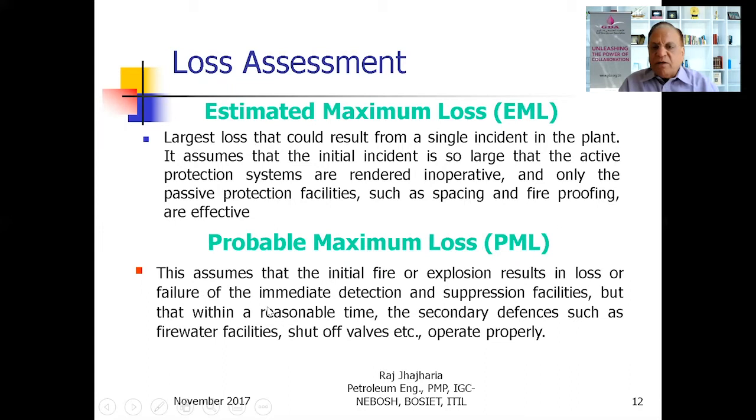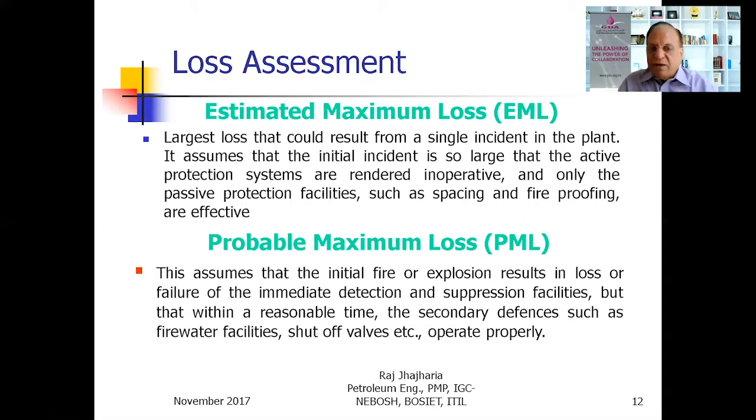The second type of loss is called probable maximum loss. Now this is less severe than estimated maximum loss. This may happen many times. Estimated maximum loss is the worst possible, which may happen only once, perhaps very rarely. But the probable maximum loss can happen anytime, and it may happen many times in the life of the plant. And it assumes that this loss results in the failure of immediate detection and suppression facilities. But within a reasonable time, the secondary defenses such as fire water facility, shut-off valves, etc., start operating properly. So the loss is limited. That's why it is called probable maximum loss.